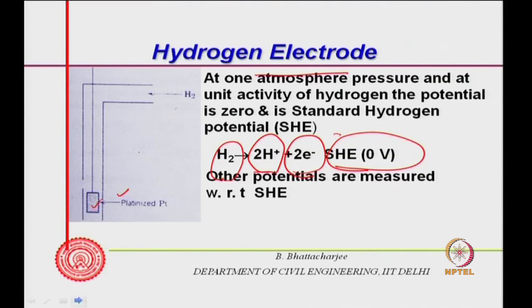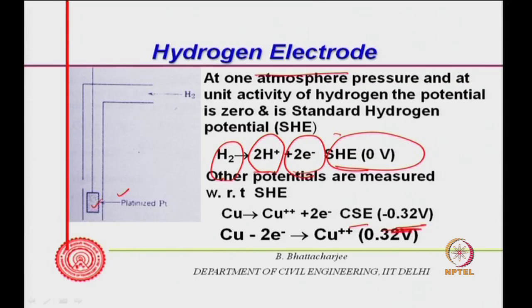For example, the most commonly used one for reinforced concrete is the copper sulphate electrode, and this value is minus 0.32 volt, minus 320 millivolt, with respect to the standard hydrogen electrode. So, hydrogen electrode is considered 0, copper electrode is minus 320 millivolt. If you measure with respect to the copper sulphate reference electrode and want to express it in hydrogen electrode terms, you have to add or subtract as required.